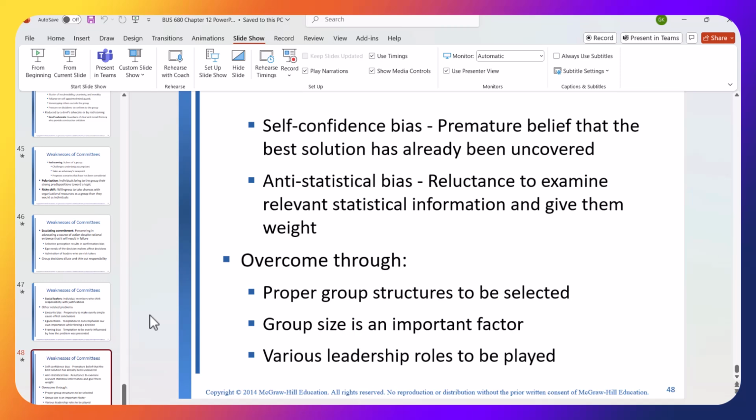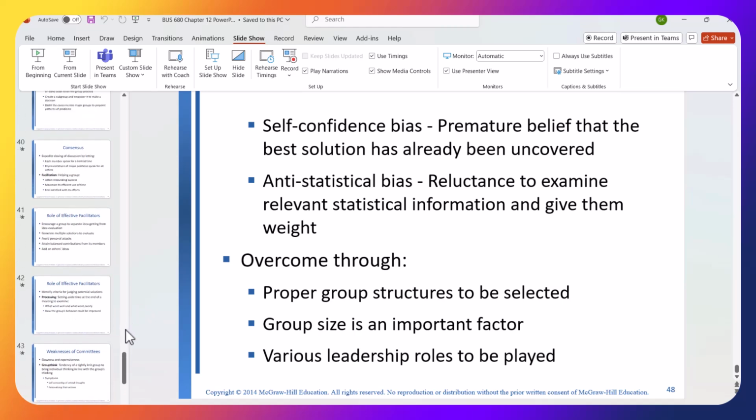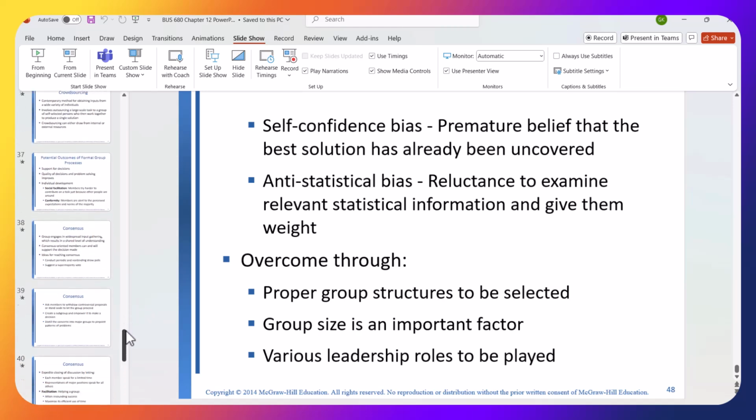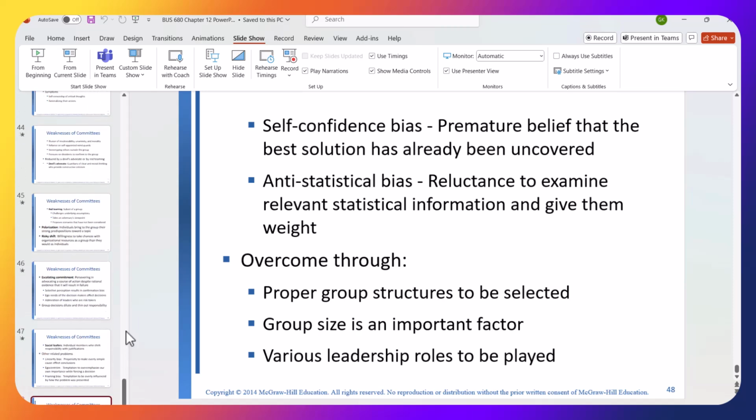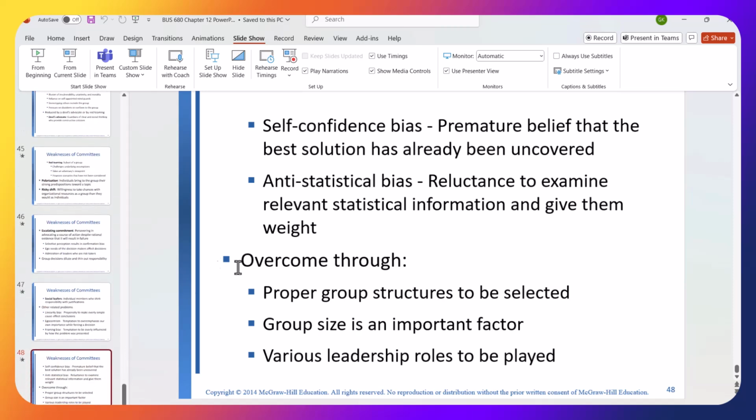Overcome through proper group structures to be selected. Group size is an important factor. Various leadership roles to be played. So when you structure these groups properly, first of all, you get the right size. For instance, do you want 30 people on there, or do you want 5 to 7? Do you have people in the right roles, right leadership roles? Do you have a leader designated that can actually be the strong facilitator to keep things going when they need to? That concludes this chapter.